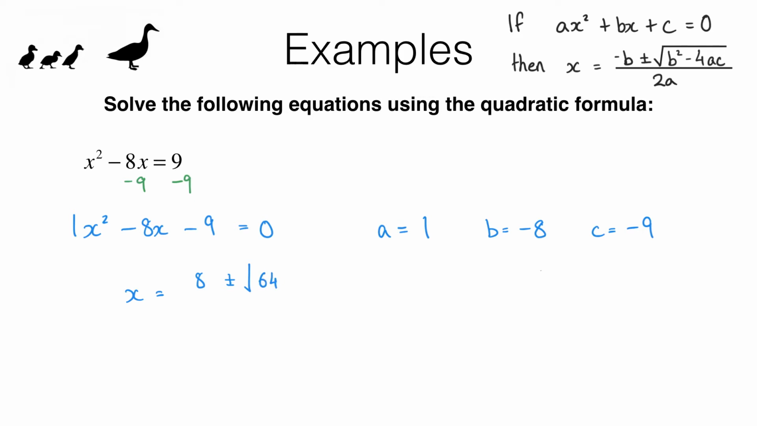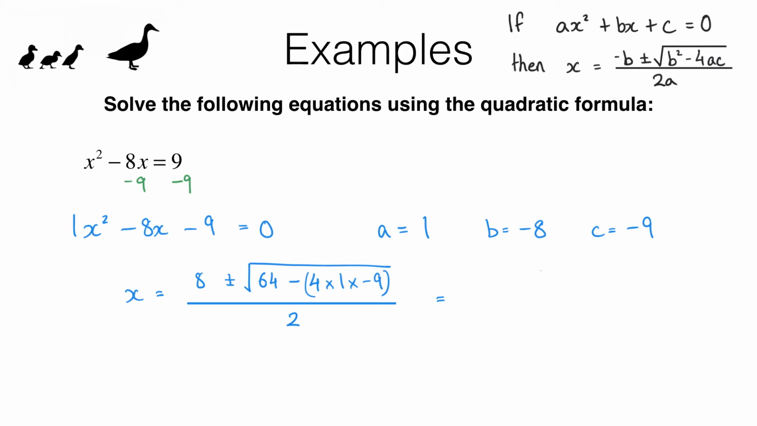So I've got my b squared. I then need to subtract 4ac. So that's minus 4 times 1 times negative 9. So I'm subtracting all of that, and that's being square rooted. And we've got all of that over 2a. So that's 2 times 1, which is just 2. Let's focus on this inside the square root. We've got 4 times 1 times negative 9 there, and that gives us negative 36. So we've got 64 minus negative 36, and that gives us 100.